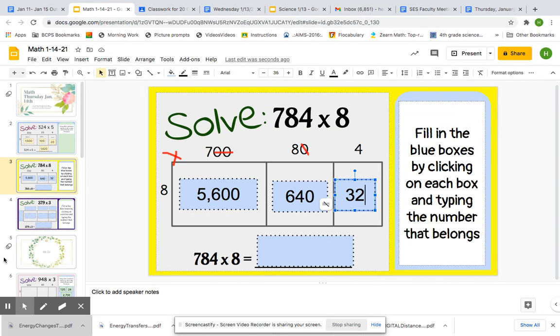Now I have to line all my numbers up. Remember, this is what you will be doing on a separate sheet of paper. Oops, erase. 5,600. 640. 32.